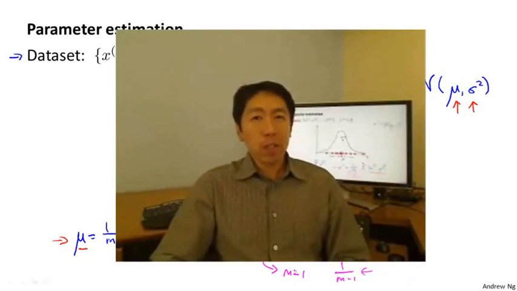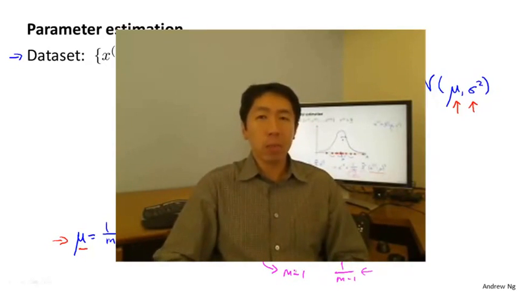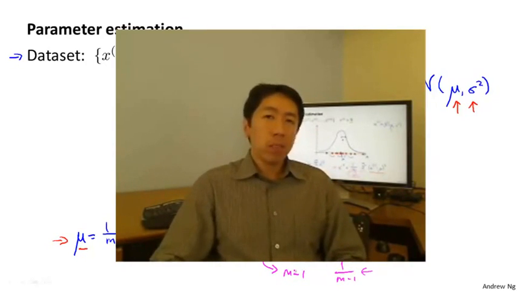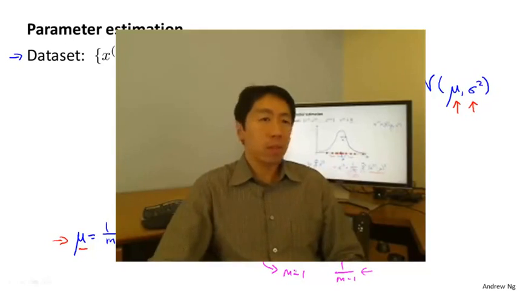So hopefully you now have a good sense of what the Gaussian distribution looks like, as well as how to estimate the parameters mu and sigma squared of a Gaussian distribution if you're given a training set, that is, if you're given a set of data that you suspect comes from a Gaussian distribution with unknown parameters mu and sigma squared. In the next video, we'll start to take this and apply it to develop an anomaly detection algorithm.